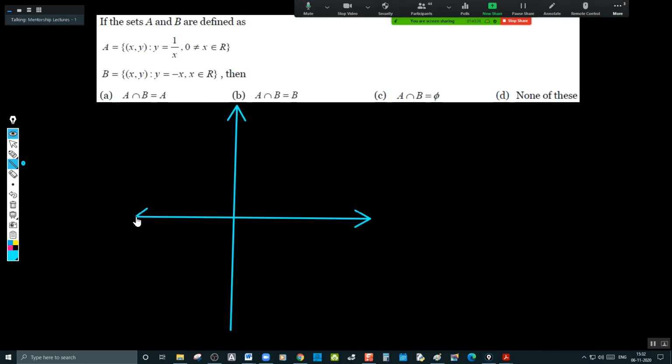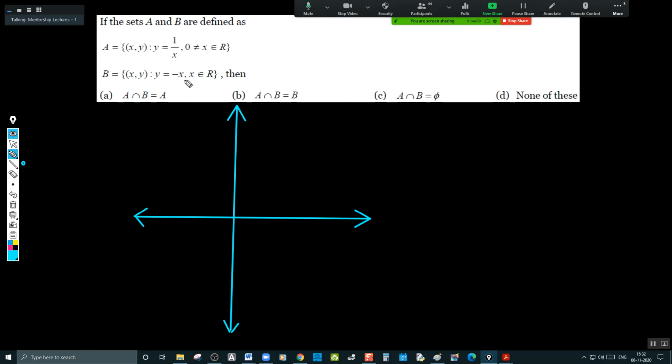What is set A given? Respond, please. What is set A given? Y is equal to 1 upon x. Now, what is set B given? Y is equal to minus x.